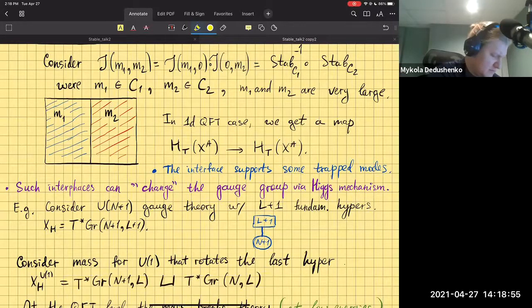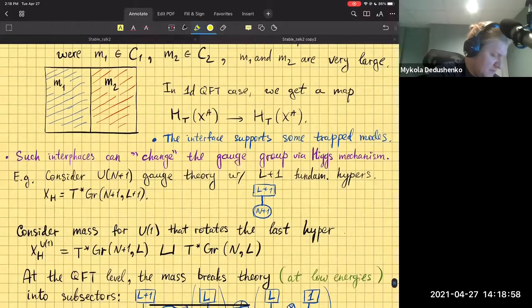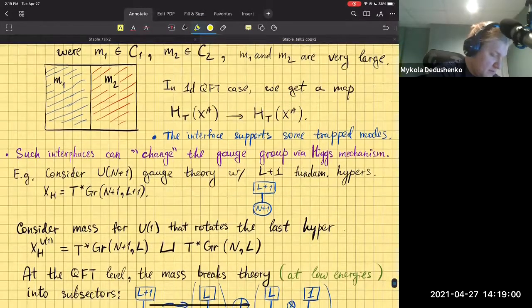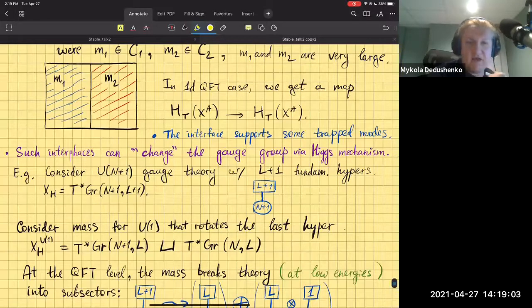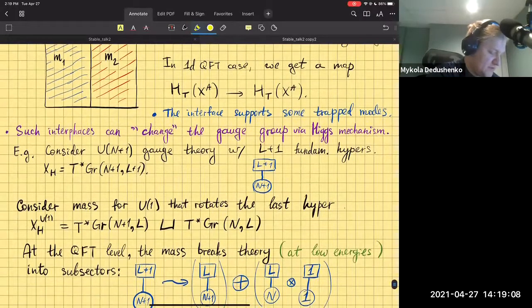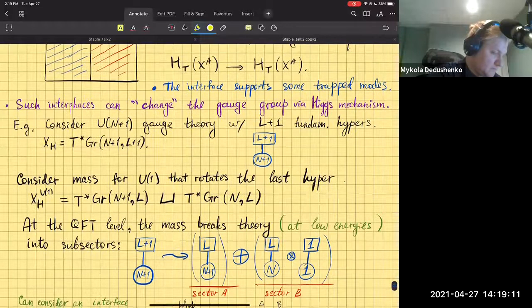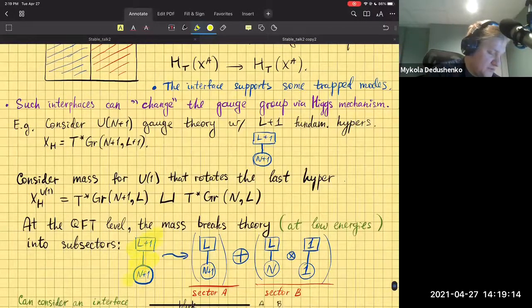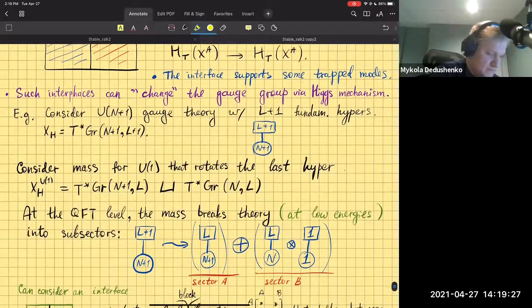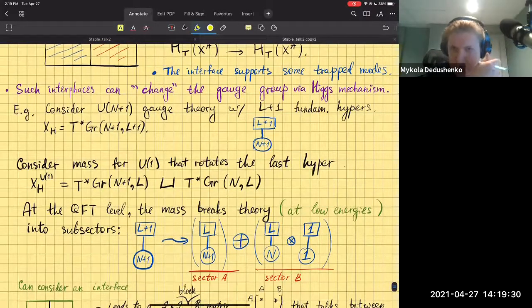In this case, at the QFT level, if we consider turning on a mass for this symmetry and making it really large, then at low energies it breaks the theory into 2 subsectors. So this is the initial theory, and after you turn on the mass, it breaks as a sum of 2 theories, like this. This is one of those rare cases when you get a direct sum of quantum field theories.